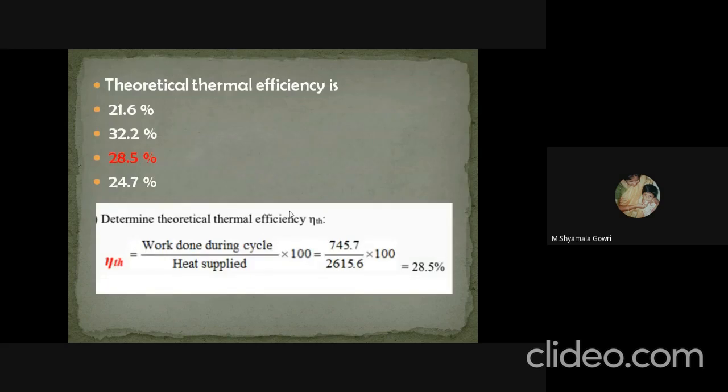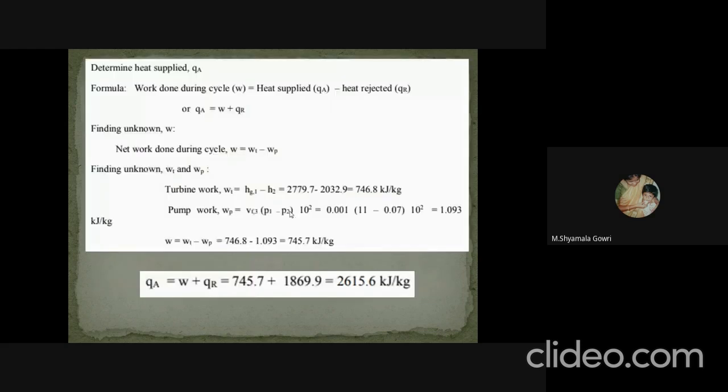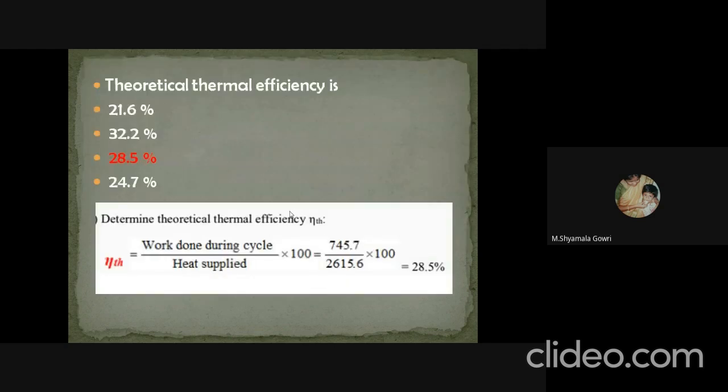Next, theoretical thermal efficiency is from that work done, 745.7, divided by heat supplied, which is 2615. With that we can calculate the efficiency is 28.5%.